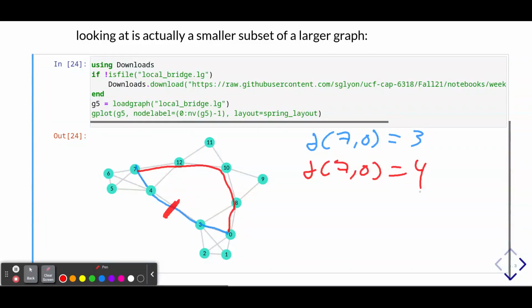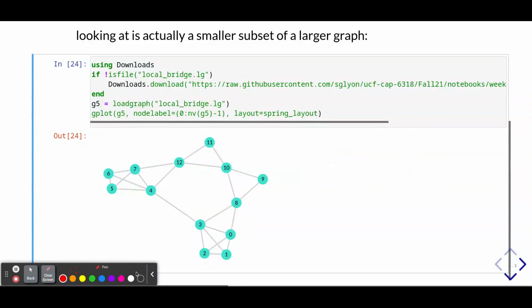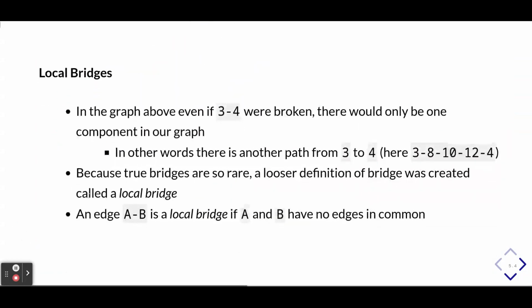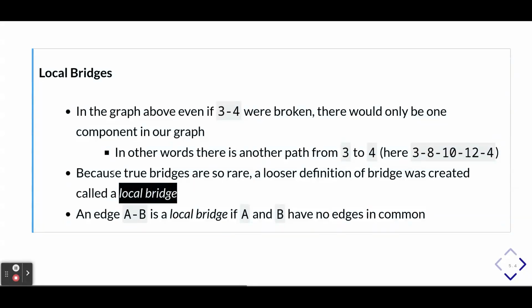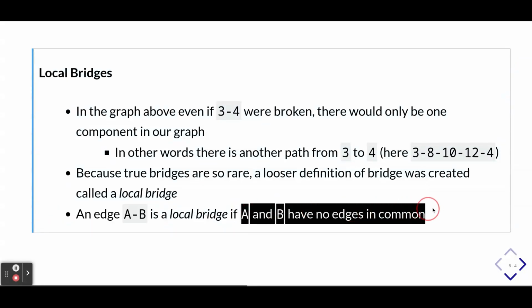And so when we remove local bridges from our network, what happens is the distance between some nodes in our graph actually goes up. And that's still a useful and interesting property, even if it's not quite as strong as completely separated components, which is what we would get from a bridge. When we have that property, instead of calling it a bridge, we call it a local bridge. And we'll say here that any edge from some node A to B is a local bridge if A and B have no common neighbor.